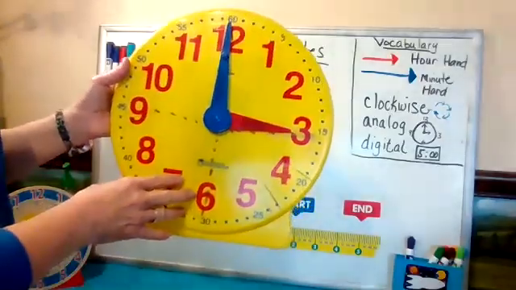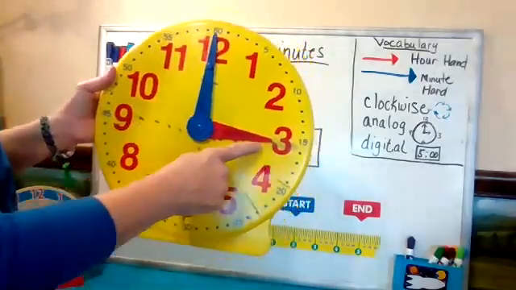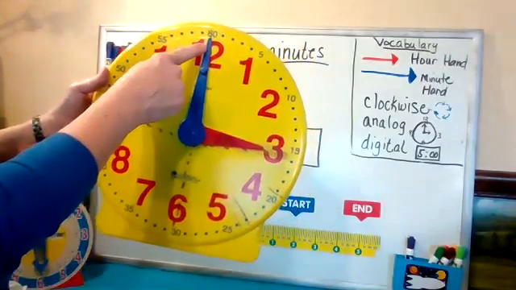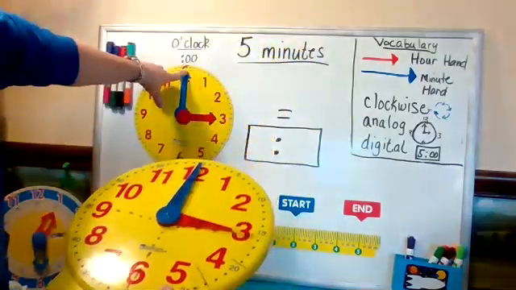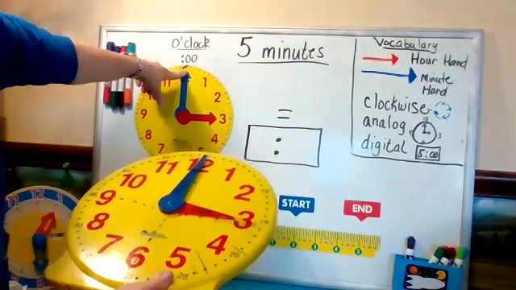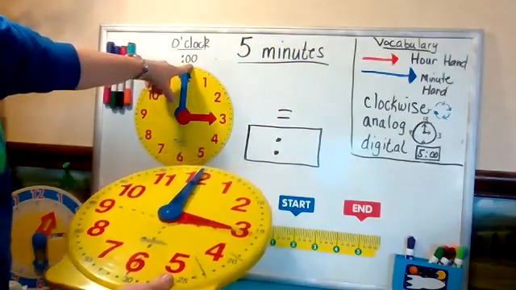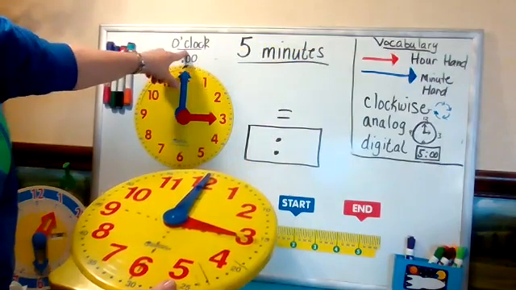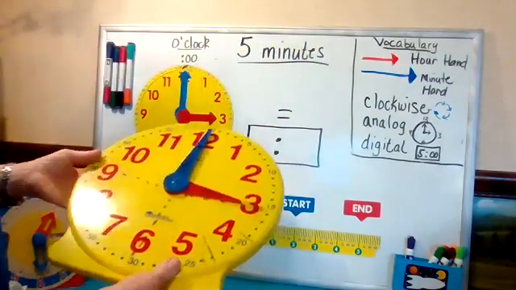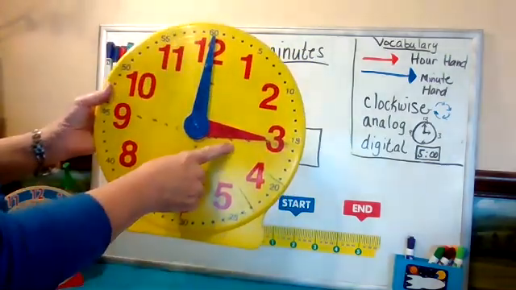All right, so let's talk about time to the 5 minutes. So if this time we know is 3 o'clock, because when we come to the top, we don't say 60, that's how many minutes are in an hour when we're counting, but we change it to digital time, which is zeros at the end, and we write it in words as o'clock. So this time is 3 o'clock.